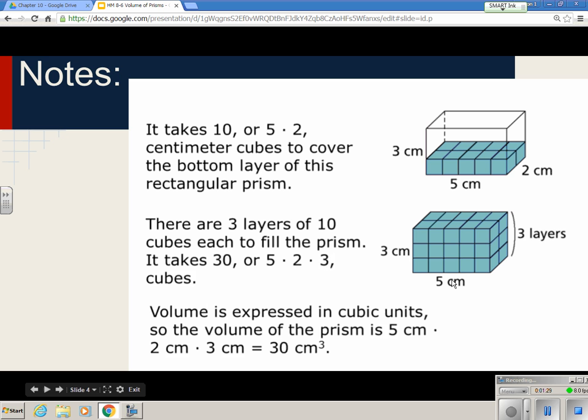So let's kind of explain what I mean here. Let's say we were looking at a container that's 3 centimeters by 5 centimeters by 2 centimeters. If we were to look at it in different layers, it would take 5 times 2 centimeter cubes to cover the bottom layer of that shape. So if you did 5 times 2, that gives you 10. But if you had 3 layers of it, it would be 10, plus another 10, plus another 10, which would give you 30 cubic centimeters. So you could just simply do length times width times this new step, which is the height. And that's how you get 30 cubic centimeters. You don't have to write this down unless you want to.